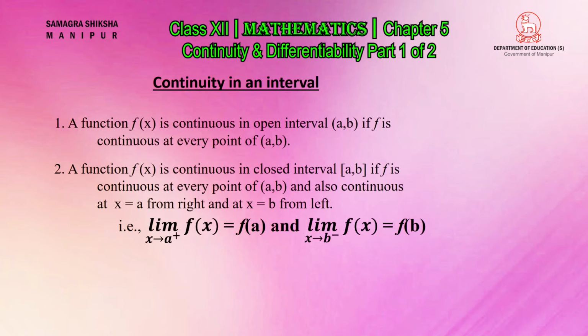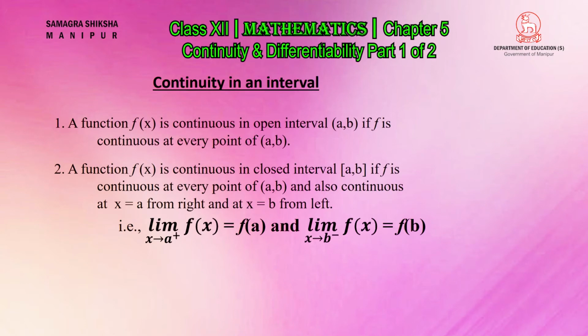In a closed interval [a, b], a is the lower limit and b is the upper limit, so at a we cannot consider the left hand side, and at b we cannot consider the right hand side. At a only the right hand limit and the function value are enough, and at b the left hand limit and the function value. Then the function is continuous on the closed interval.